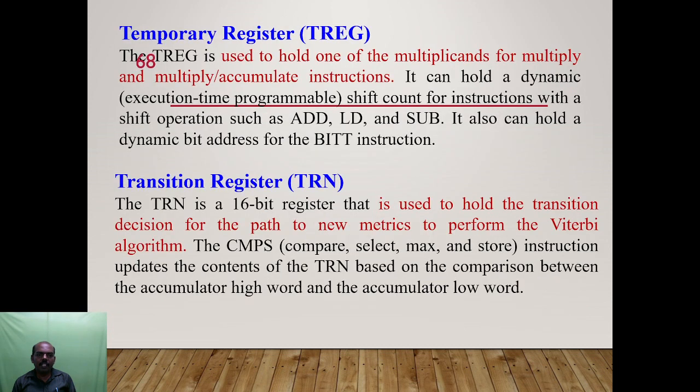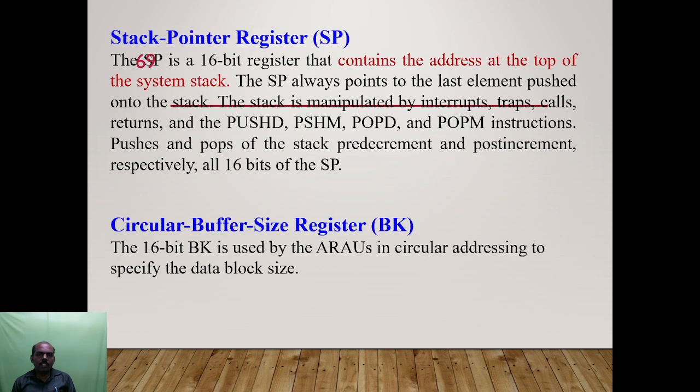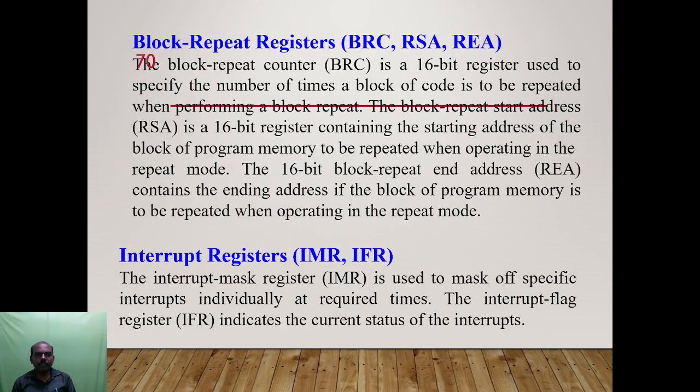Then next, temporary register and transition register. The temporary register is used to hold one of the multiplicands for multiply and accumulate instructions. The transition register is a 16-bit register used to hold the transition decision for the path to new metrics to perform the Viterbi algorithm. The next, stack pointer register. It contains the address at the top of the system stack. Circular buffer size register, 16-bit, is used by the ARU in circular addressing to specify the data block size.